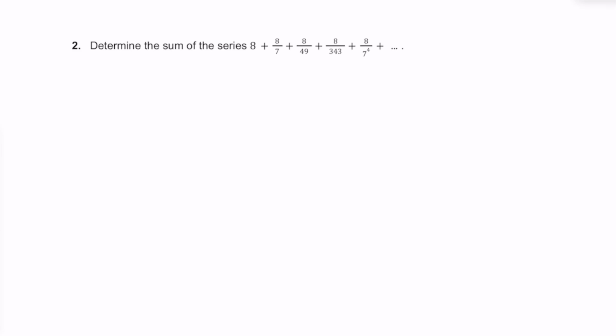In the second example, we're going to go ahead and find the sum of this series, where we have 8 plus this 8 over 7, plus 8 over 49, plus 8 over 343, plus 8 over 7 to the 4th power, and then this is going to continue on forever. Because we have this ... at the end, we know that this is going to be an infinite series as opposed to a finite series. That being said, make sure we don't use the same formula that we used earlier, which is just for a finite series. We have a different formula when we are dealing with an infinite series.